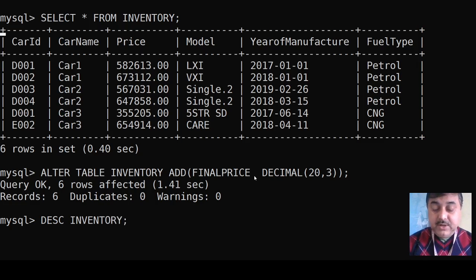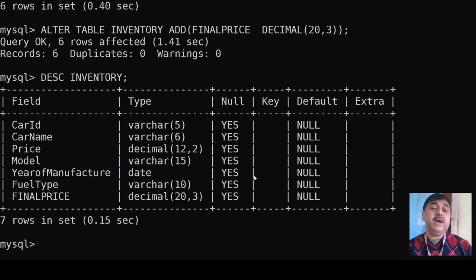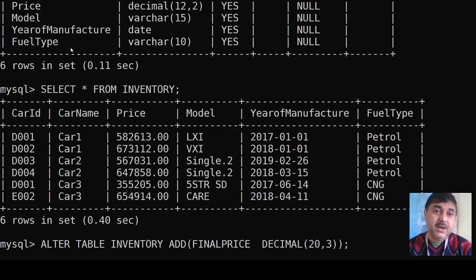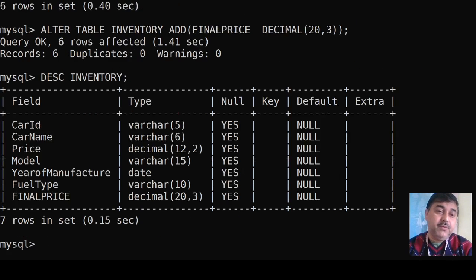Inventory. So as we do DSC inventory, you see here a final price has been added. Previously, in the previous one, there was no final price, isn't it? After fuel type there was nothing. Now, after fuel type, we have given one thing known as final price. So we have added this final price.